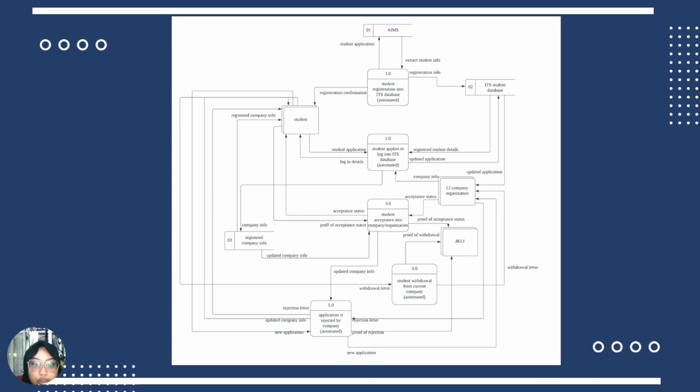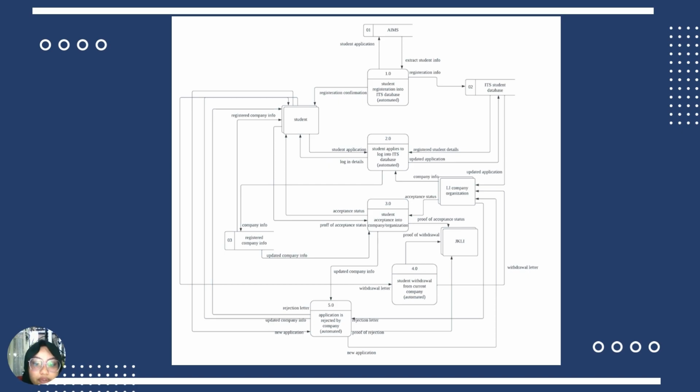Okay, so next we have student acceptance into the LI company. This 3.0 process is where the LI company will reply to the application we made earlier, saying that they have accepted the student application. So the LI company will contact the student. The student will then have to send a proof of acceptance to JKLI.